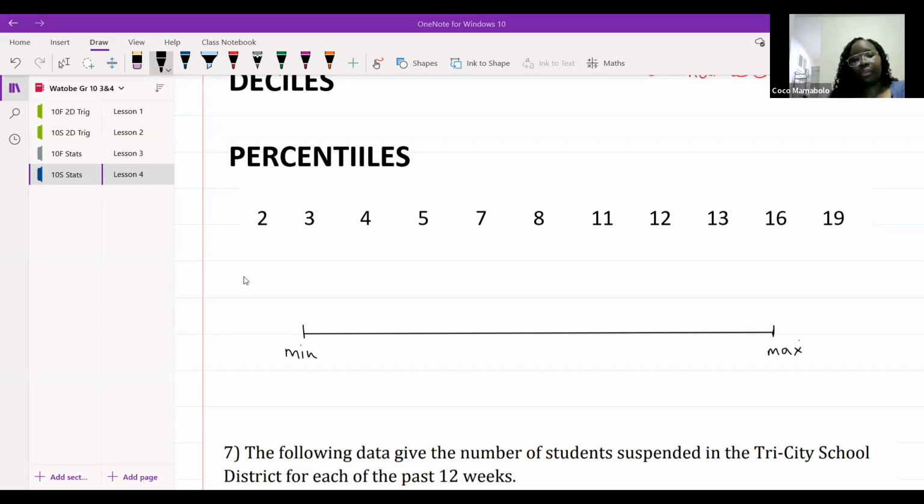Minimum and maximum values, guys? Good, Anna, excellent. That's it. This is an easy one. Good. It's going to be 2. 2 is our minimum value, and 19 is our maximum value.